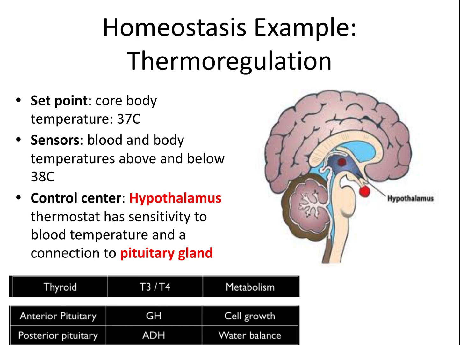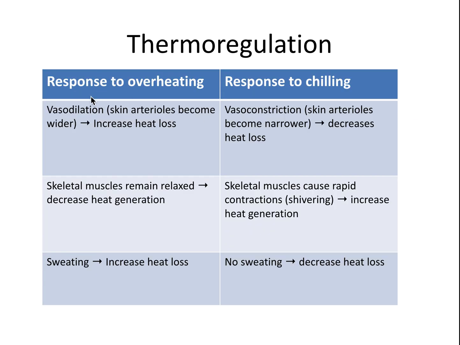But this is an example of your body trying to regulate its temperature using a hormone, your thyroid gland releasing T3 and T4 hormone. So here's the response to each situation: response to overheating or response to chilling.